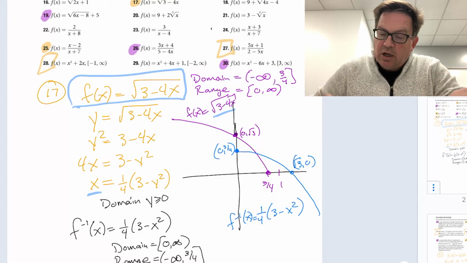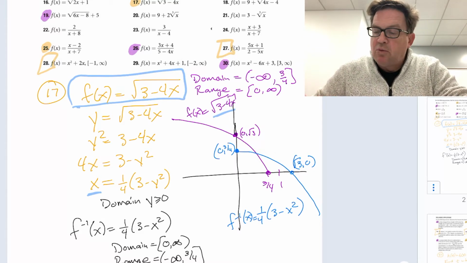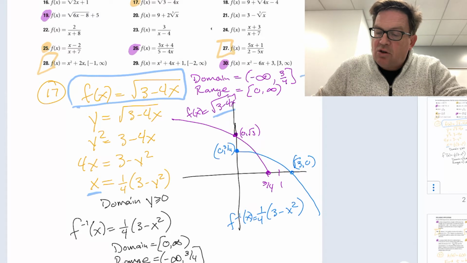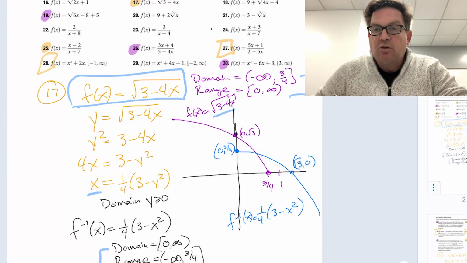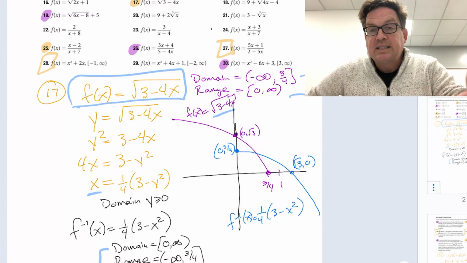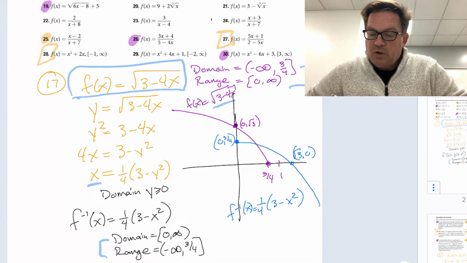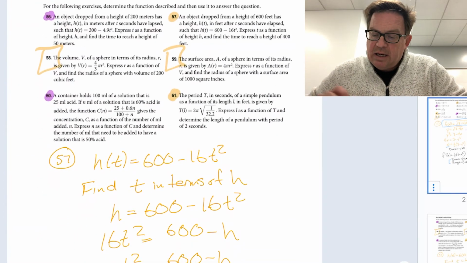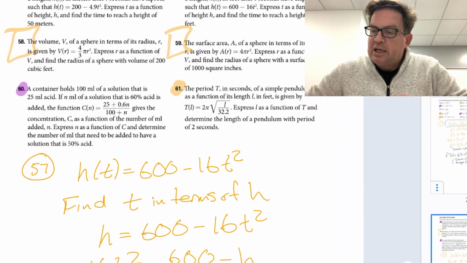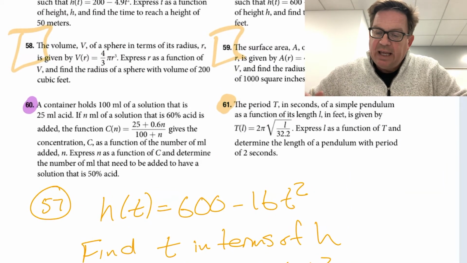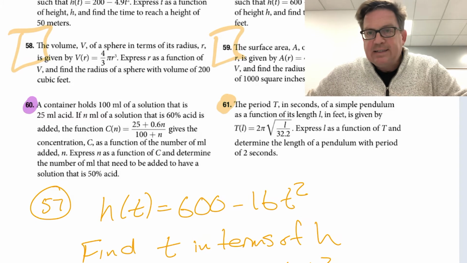One other thing that they want you to see is that the domain and the range of the original function become the range and the domain of the inverse function. They're just exactly flipped. Then they have some real-world applications for this, and I'm going to ask you to do a couple of these, but the idea is the same.